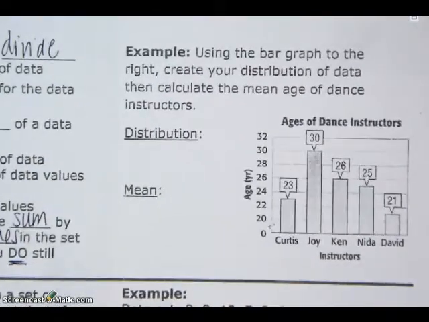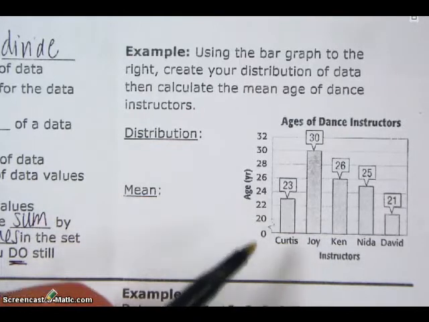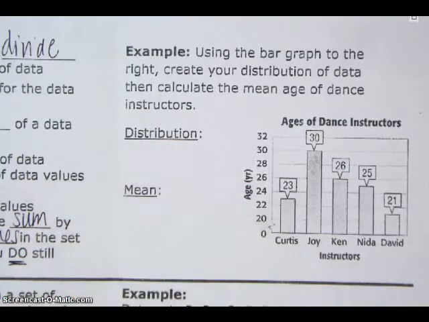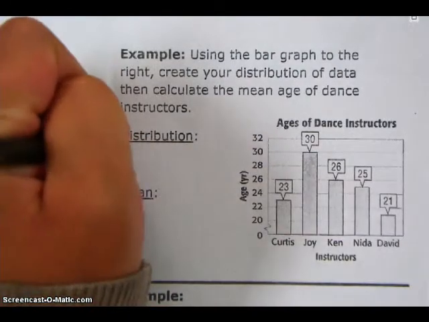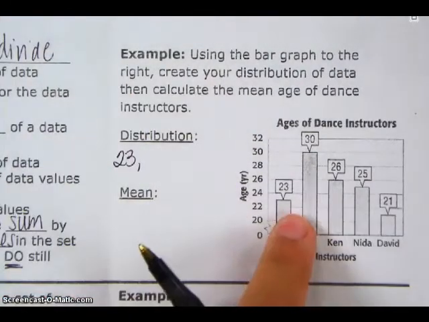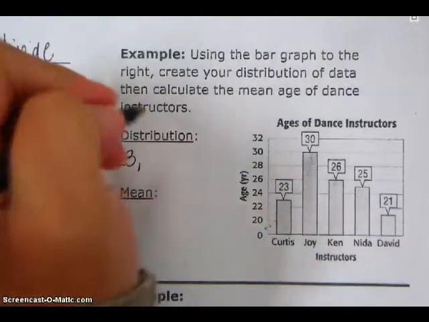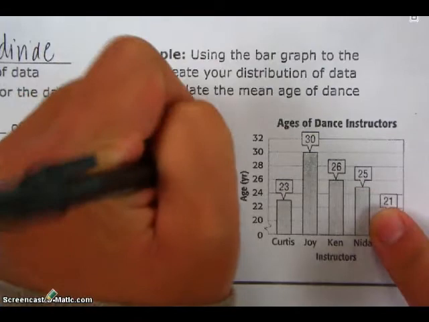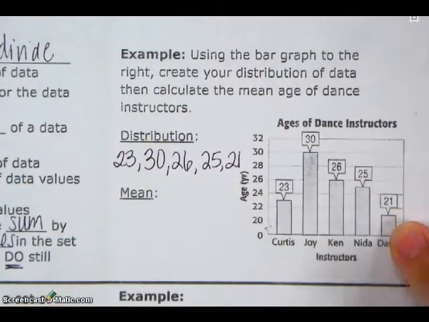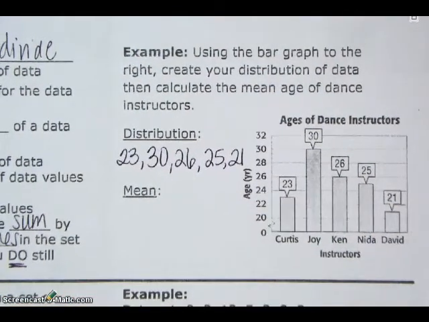So let's look at this example here. We have a bar graph, and we're going to use that bar graph to create our distribution of data and then calculate our mean, the average age of these dance instructors. What we mean by creating your distribution is just simply taking your data set and putting it together. So here we have a value of 23, then we have a value of 30, 26, 25, and 21. So that would be my distribution. They don't have to be in order right now for a distribution. It's just simply showing you what your data is.